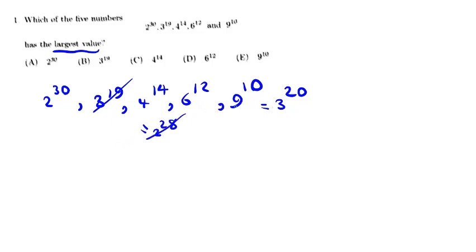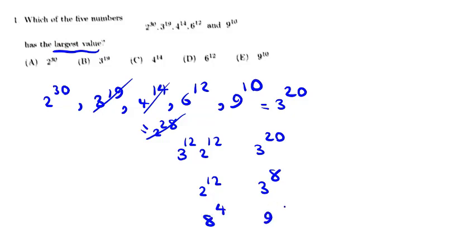If you check these two numbers, get rid of this, it will be 3^12 and 2^12. Here it's 3^20. If you want to check which of them is greater, you can divide by 3^12. It is 3^8. Now we reach the same power. So it will be 2 cubed, 8 to the power of 4, and 3 squared, 9 to the power of 4. It is greater, so you can cancel this.